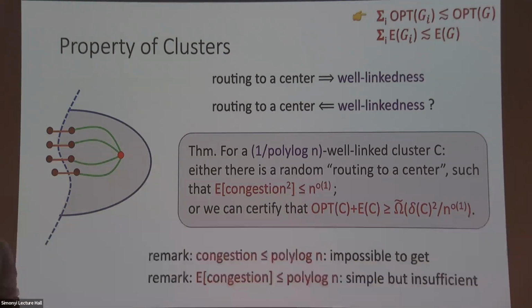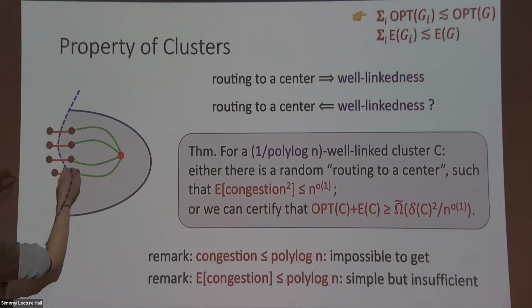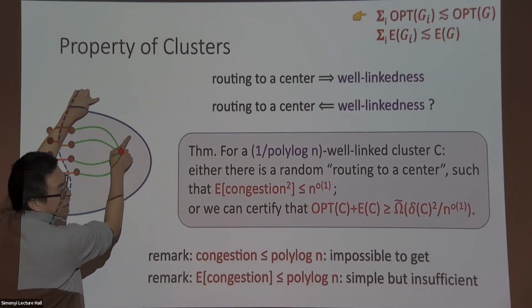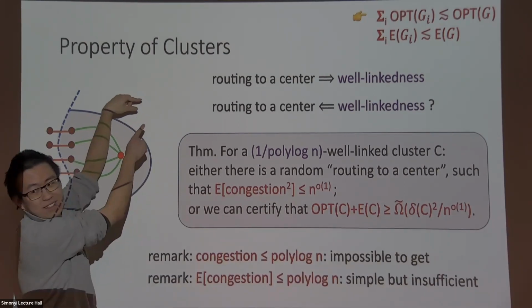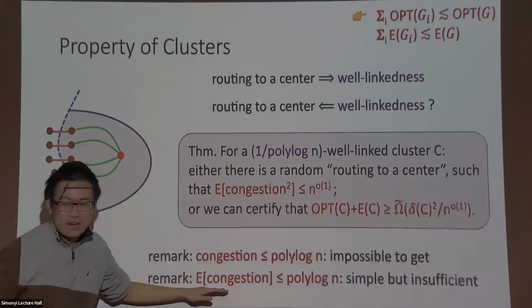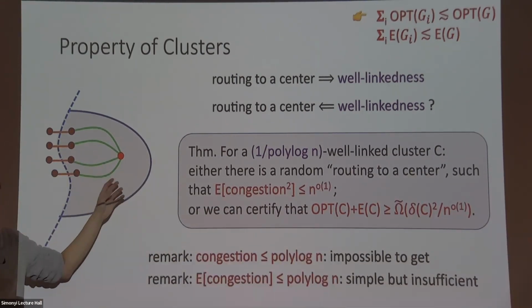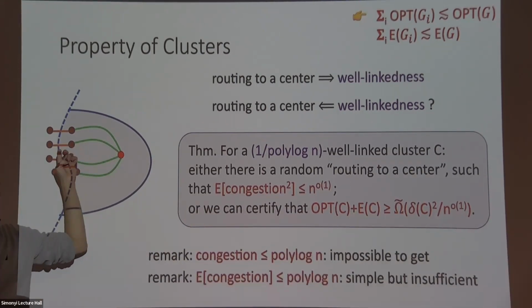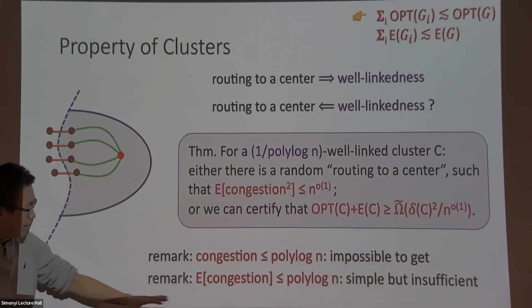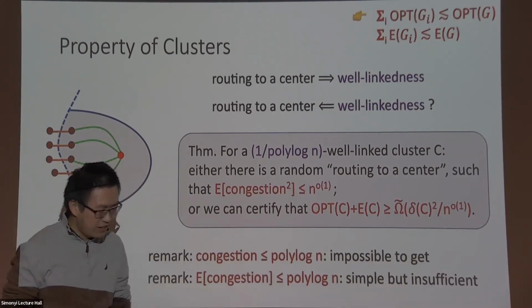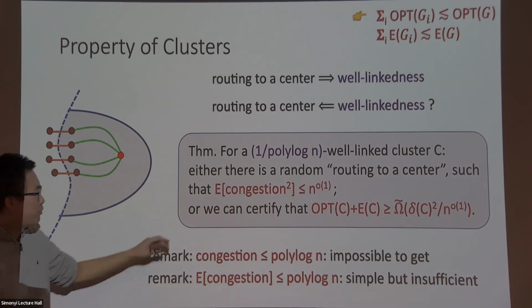And this is in the very first step. Recall that we are finding paths from A and B to some C in the center. There we only guarantee expected congestion. We do not guarantee expected congestion squared. So boundary well-linkedness is enough. The idea is that if we just have congestion here, it's easy, but we want something stronger.